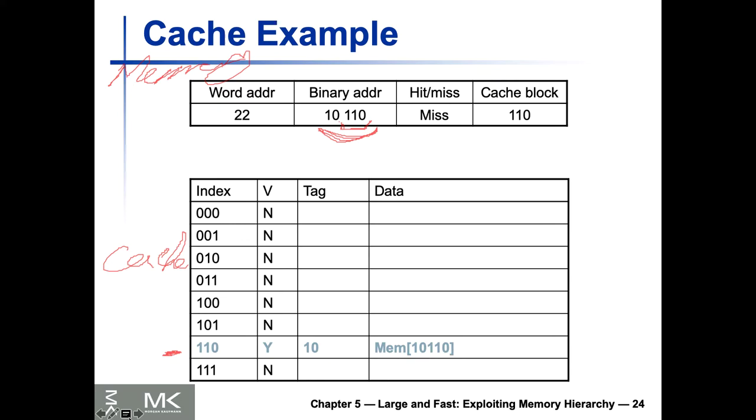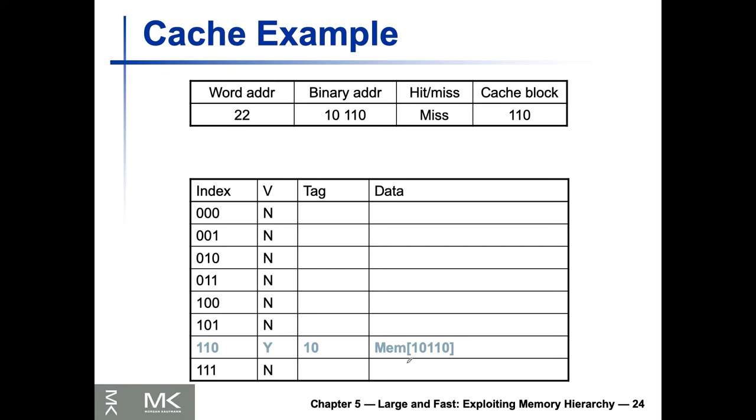Starting from 0. Then the validity was all N, and now it is Y, it is valid now after I access this. I looked at it. Previously there was nothing, right? So I did not fetch any data out of that. That's why I had a miss, right? So I was trying to look at the value of this address. It was a miss.